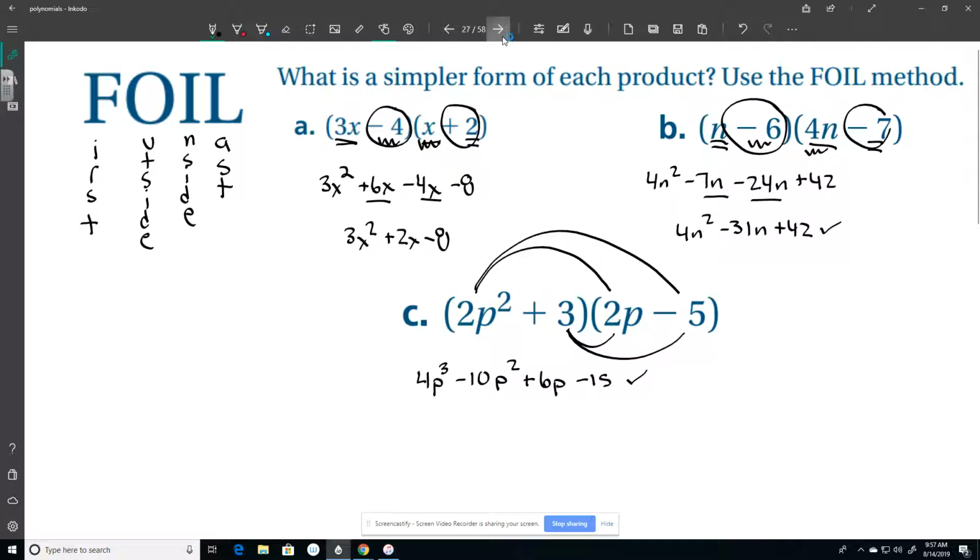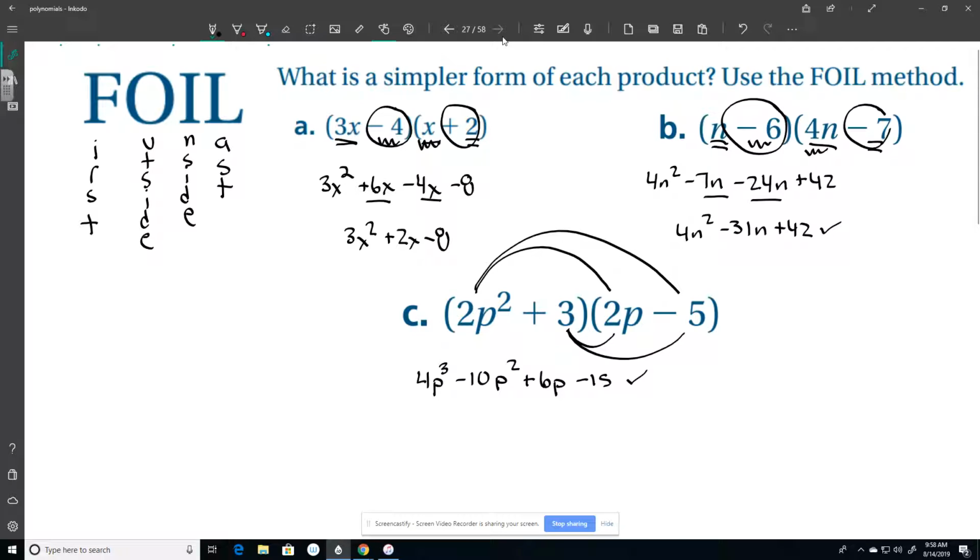It doesn't matter how you do this. If you like FOIL, if you want to go through the word FOIL and remember it that way, or if it helps you to draw lines and multiply, just like you distributed back in intermediate school, you can keep track of it that way. What you need to remember is to multiply everything in here by everything in this one.